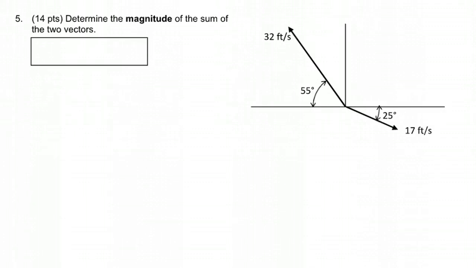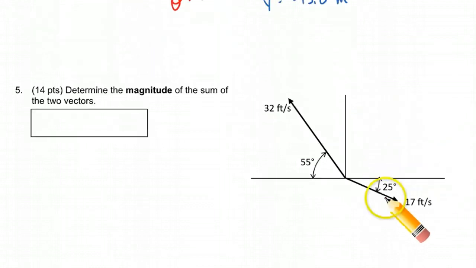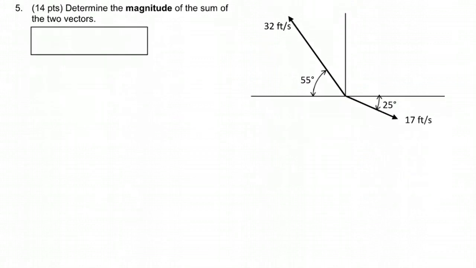Okay, here we go with problem 5, the traditional vector adding problem. So we have this 17 feet per second vector, 32 feet per second vector. We've got angles given for both. They're drawn tail to tail here.